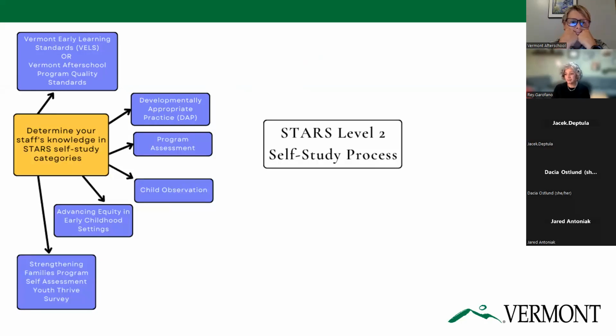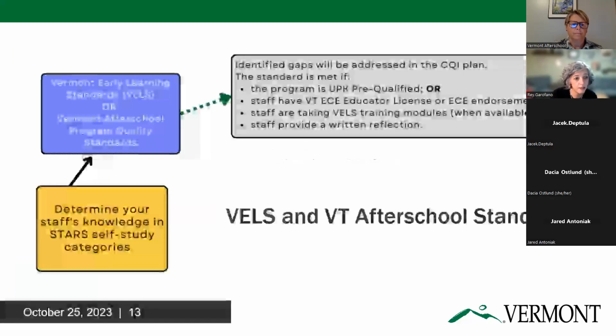So there are 6 self-study categories that programs should target when considering your staff's knowledge. They are the Vermont Early Learning Standards, or for after-school programs, the After-School Program Quality Standards, developmentally appropriate practice, program assessment, child observation, advancing equity, and strengthening families. And in your case, it would be the Youth Thrive survey. So those are the areas where you're thinking about, what does my staff know about these different things?